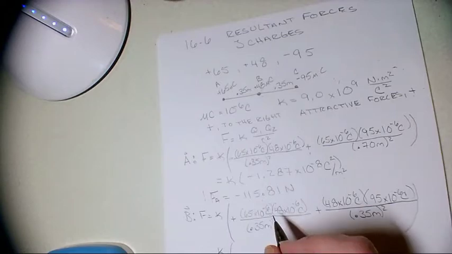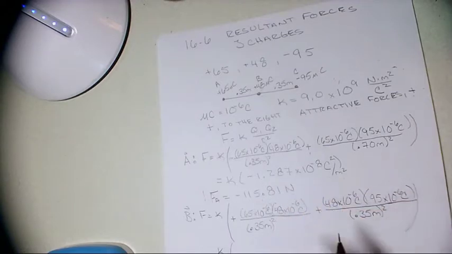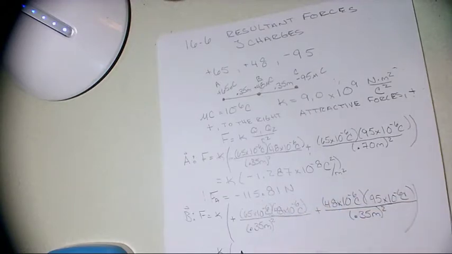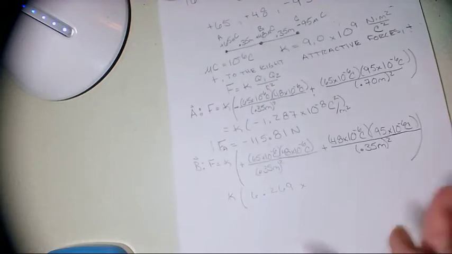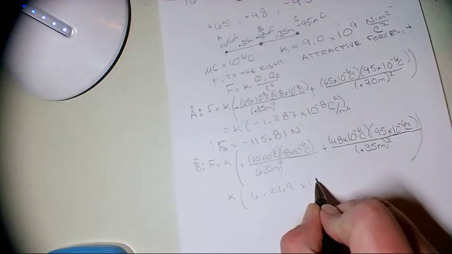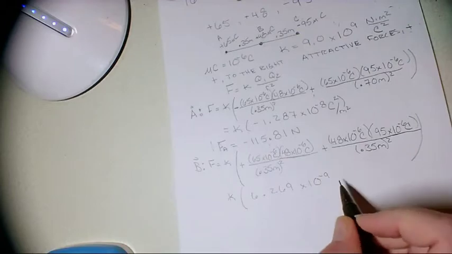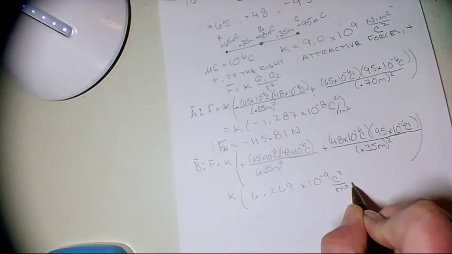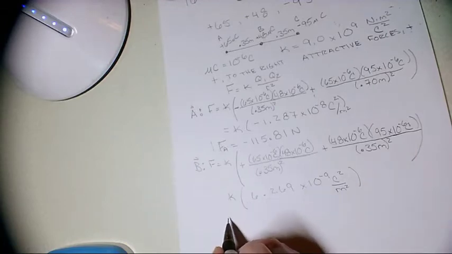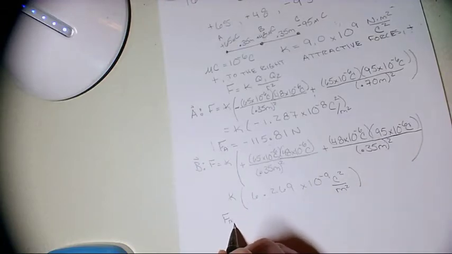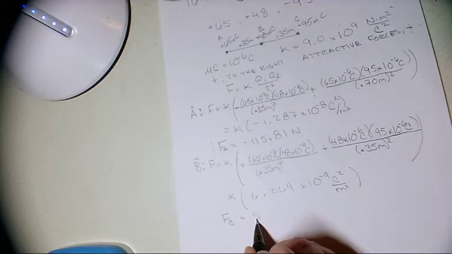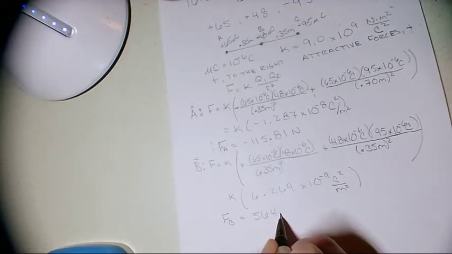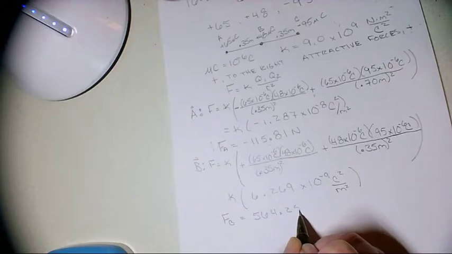Okay, and I get that the sum of these two pieces is 6.269 times 10 to the negative 8. Make sure you can see. And what are our units here? We are coulomb squared per meter squared. Multiply that by K, and our force for B is 564.25 newtons.